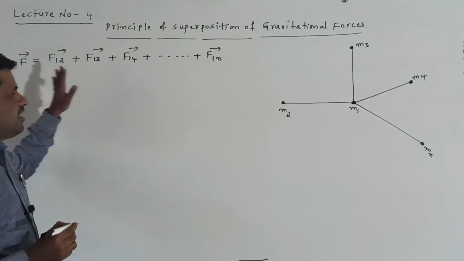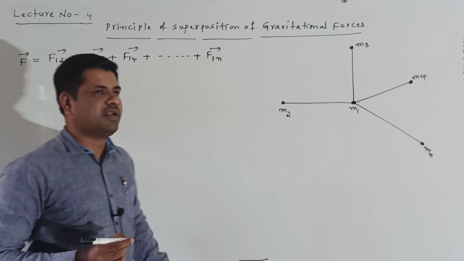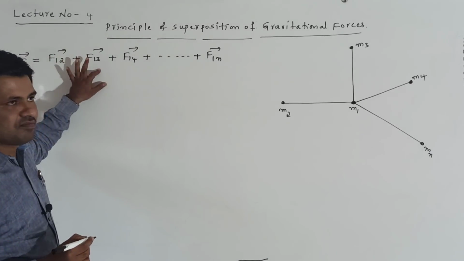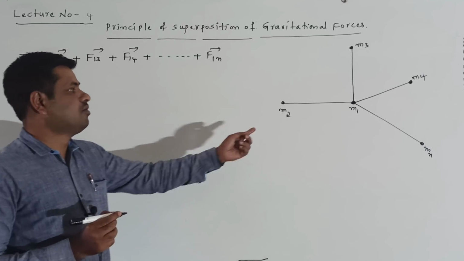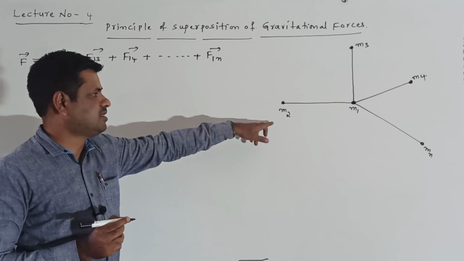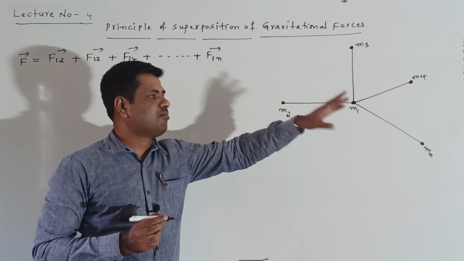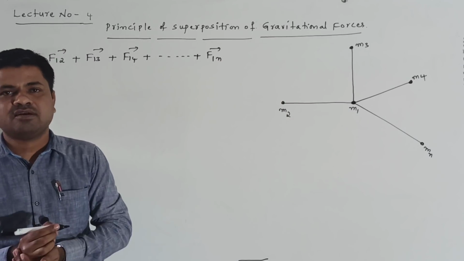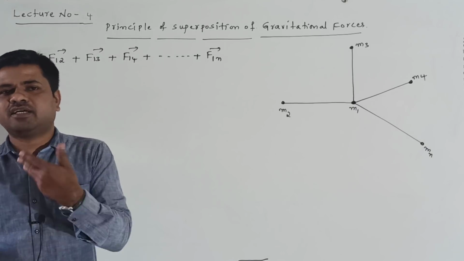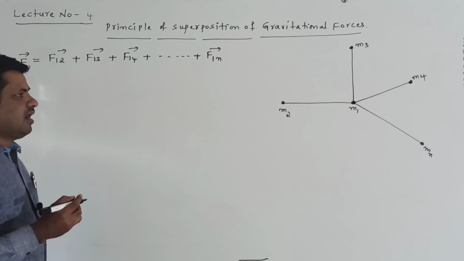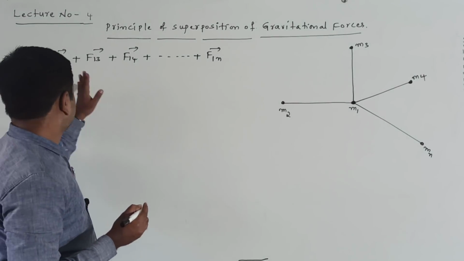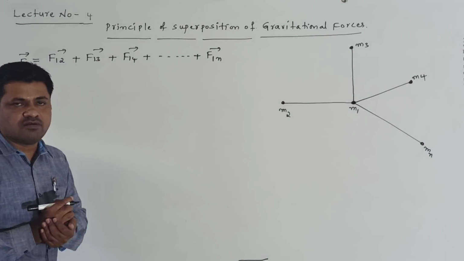Right, this is the resultant force acting on the M1 mass, written as the vector sum of all the forces acting on the M1 mass due to individual masses. Individual masses means due to M2 mass, M3 mass, M4 mass, M5, M6 up to Mn masses. That is the formula we are writing. In the last class we have also discussed the F12 bar formula.